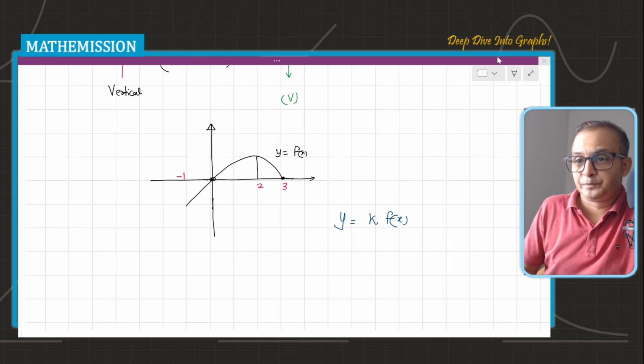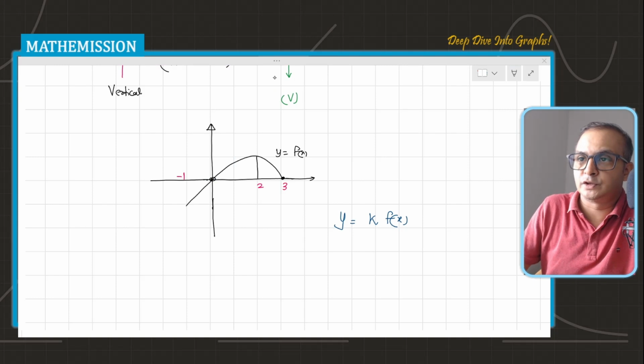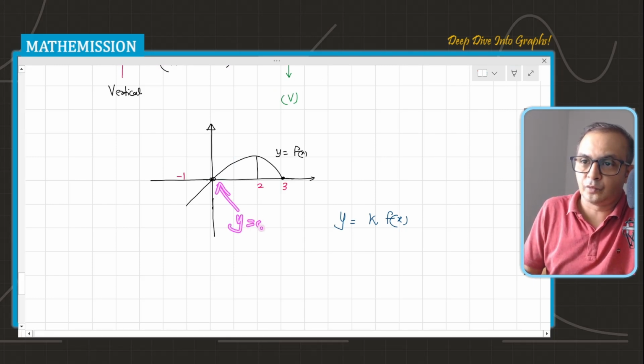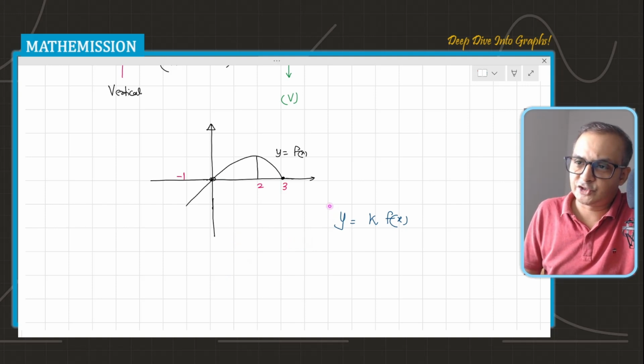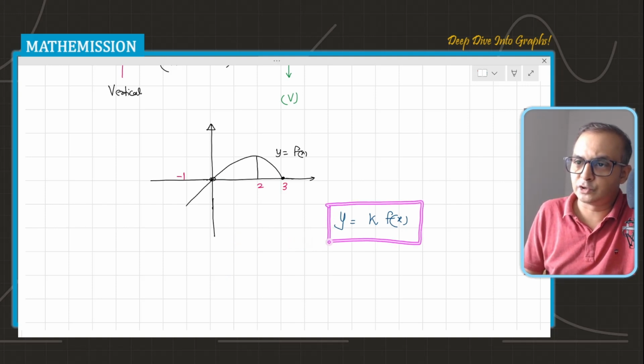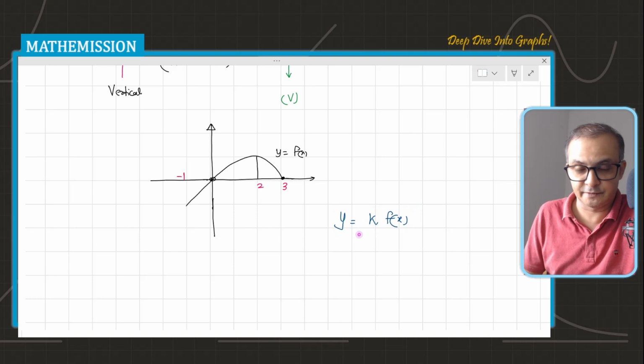You see that originally the function value was 0, correct? At 0, this was y0, because f(0) is 0. Do you think that if I do this kind of transformation in the function, where we multiply the function algebraically by the value k from outside, the 0 value at 0 will change?